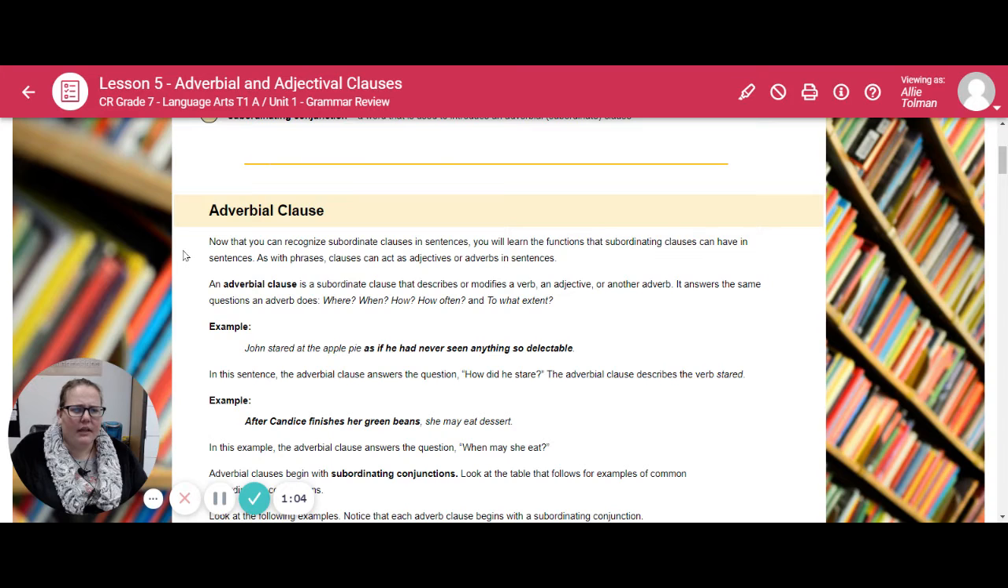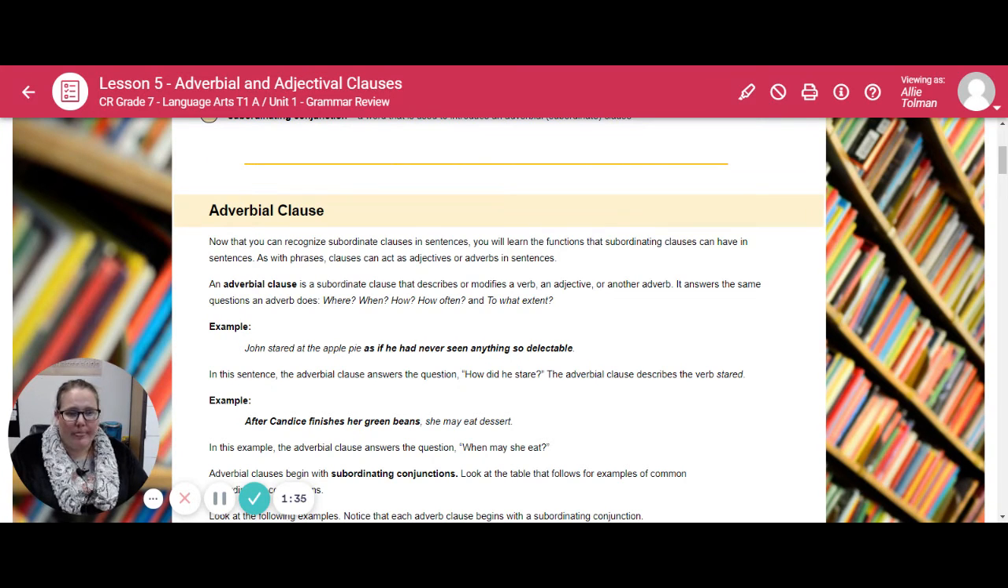Adverbial clause. Now that you can recognize subordinate clauses in sentences, you will learn the functions that subordinate clauses can have in sentences. As with phrases, clauses can act as adjectives or adverbs in sentences. An adverbial clause is a subordinate clause that describes or modifies a verb, an adjective, or another adverb. It answers the same questions that an adverb does. Where, when, how often, and to what extent.